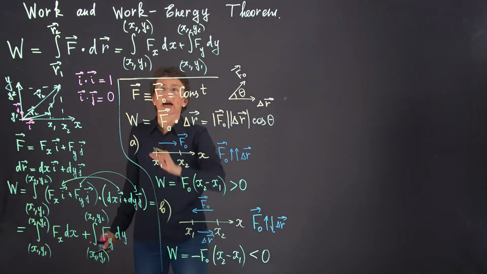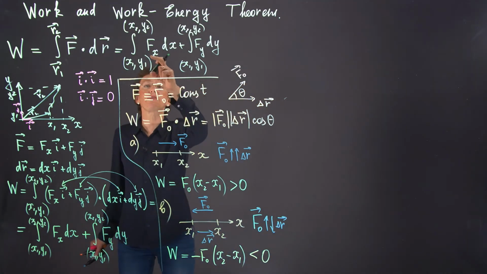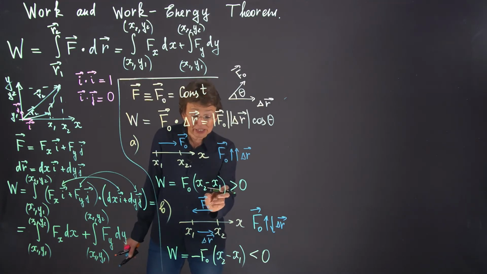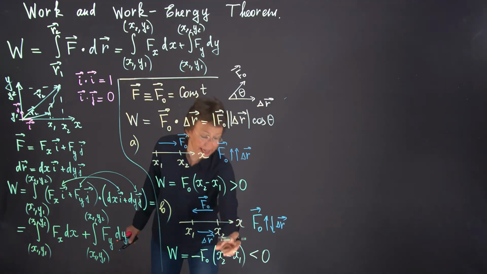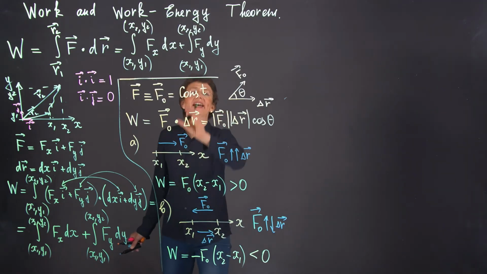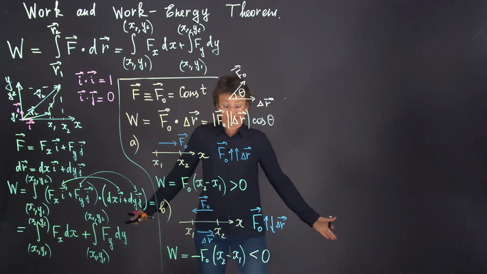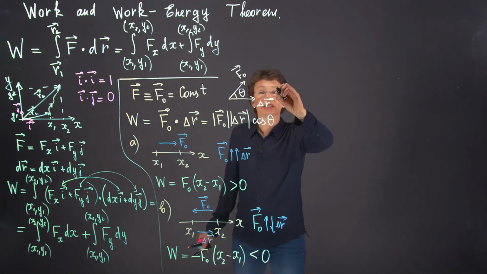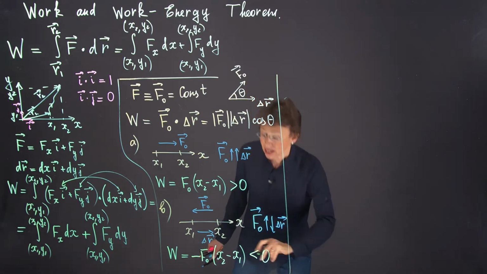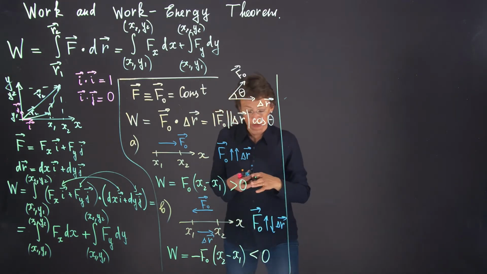Now let's look at our main definition. What is F sub x in this case? F sub x is minus F naught. Integral dx, x2 minus x1, Fy is 0. We don't have this part. And yes, we calculated work done by this force F naught that is anti-parallel to the displacement.